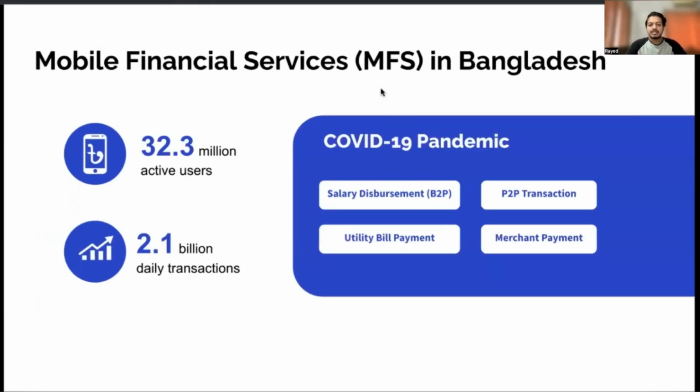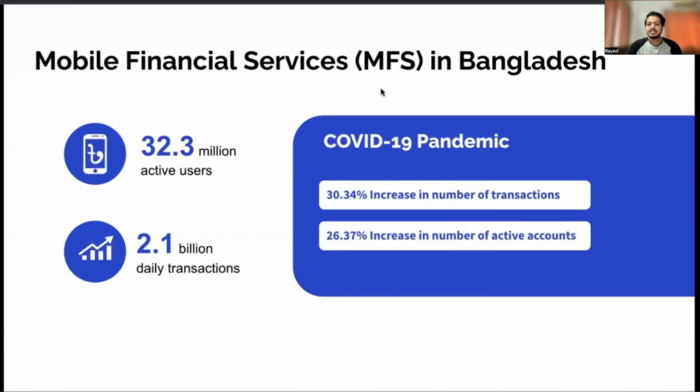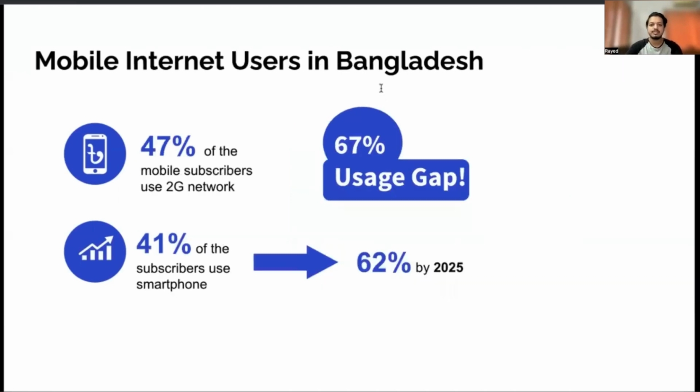COVID-19 pandemic has caused a massive surge in this industry. During the lockdown period, salary disbursements, bill payments, business transactions increased significantly, which resulted in 30% increase in the number of transactions and 26% in the number of active accounts.